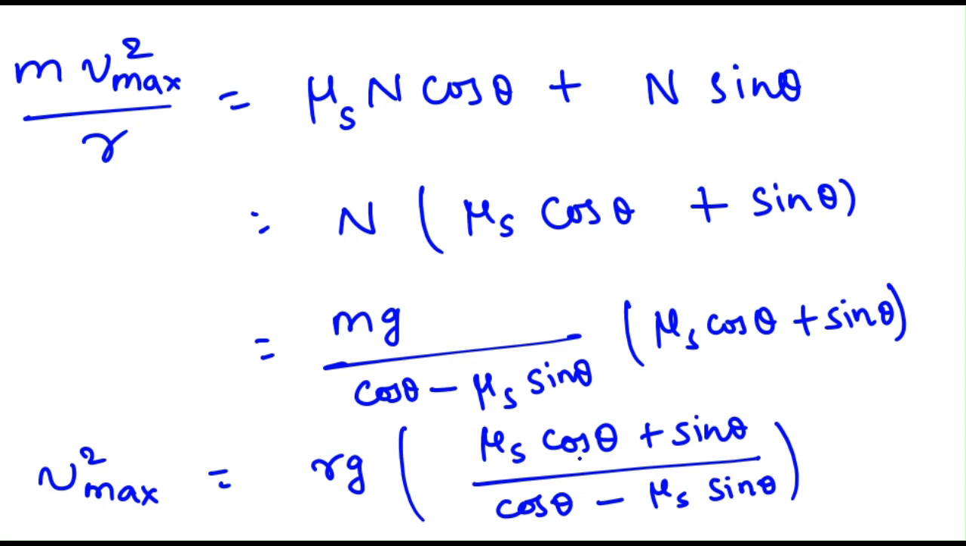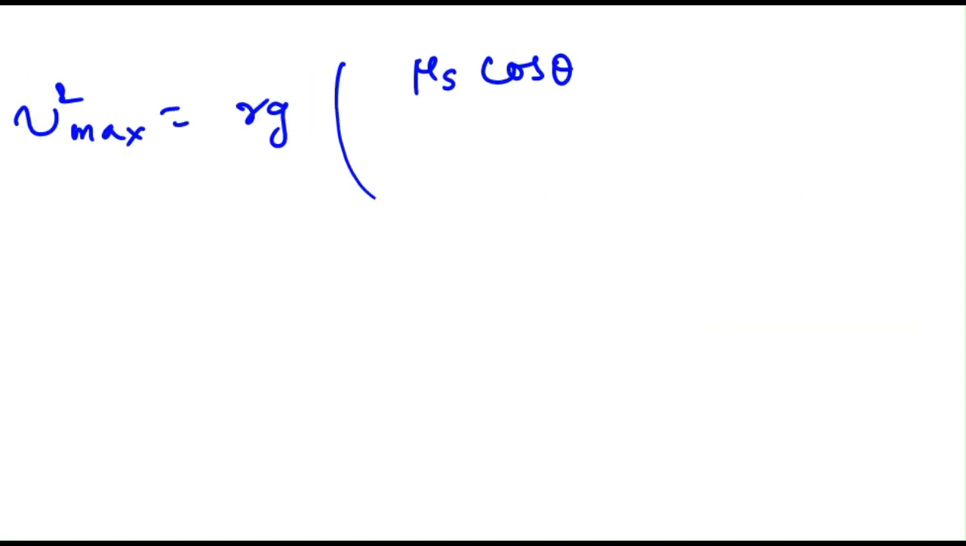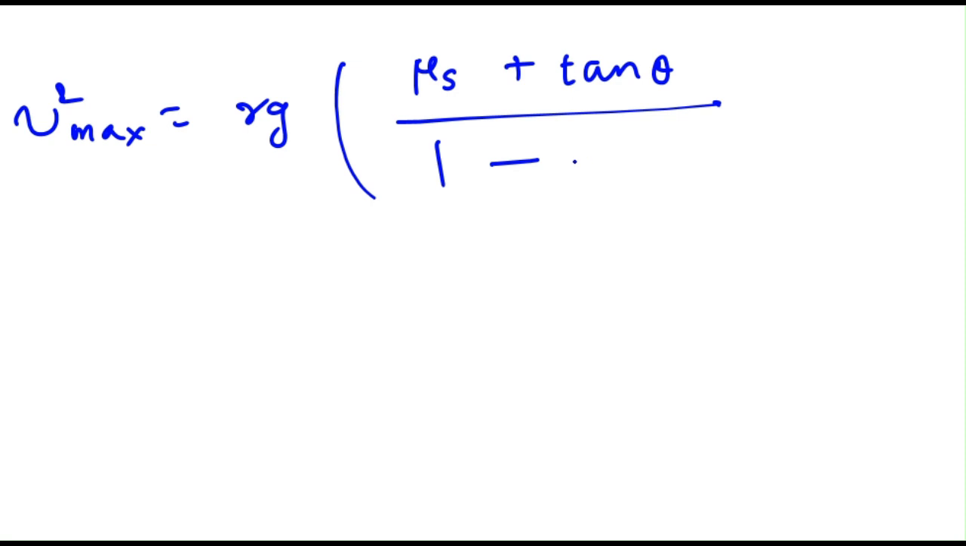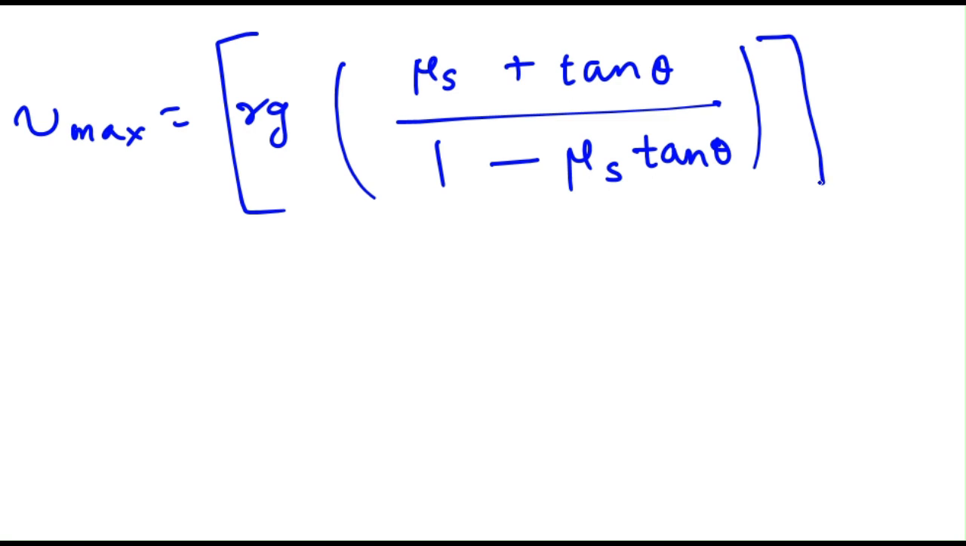Then this cos theta will be cancelled out. Here we will get sin theta by cos theta, that will be tan theta. So instead of writing this mu s cos theta, if we are dividing numerator by cos theta, here we are going to get mu s, and here sin theta by cos theta, which is nothing but tan theta, and divided by this one will be 1 only, and minus mu s tan theta if we are dividing denominator by cos theta. So 1 minus mu s tan theta, and this is for V max square. So V max will be nothing but the square root of whole.